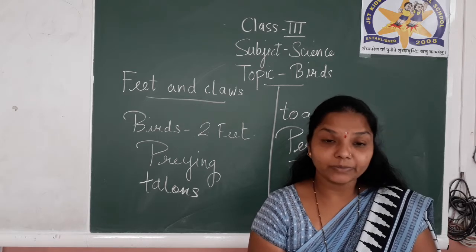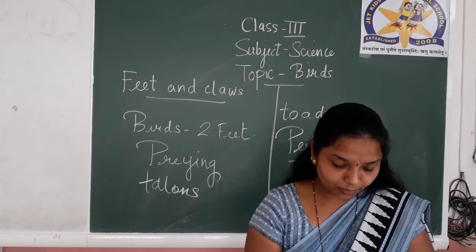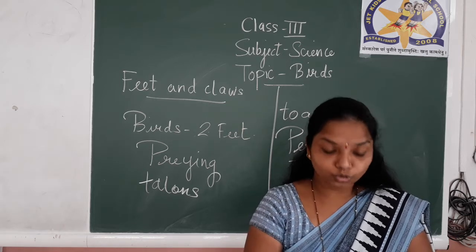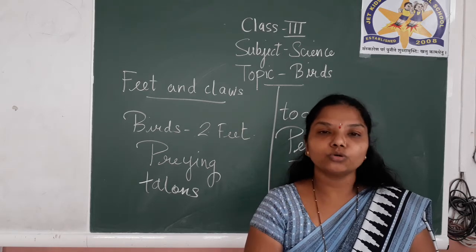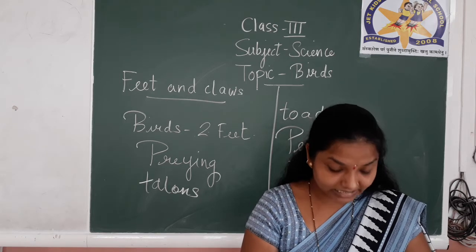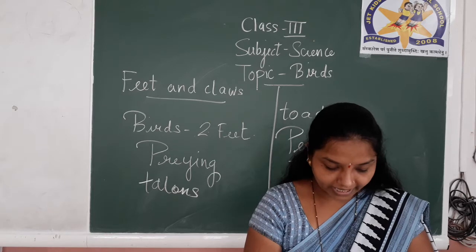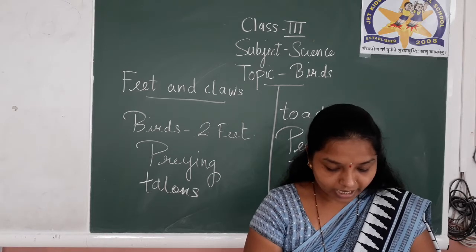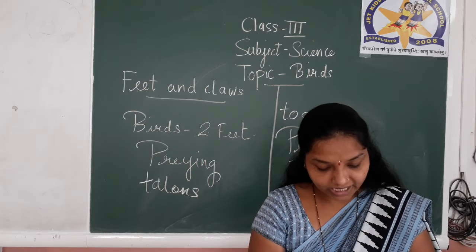Next one is the climbing birds. Birds such as woodpecker and parrot have 2 toes in the front and 2 toes at the back. Their toes help them to climb the trees and hold on to branches. These also help the birds to balance themselves while climbing.